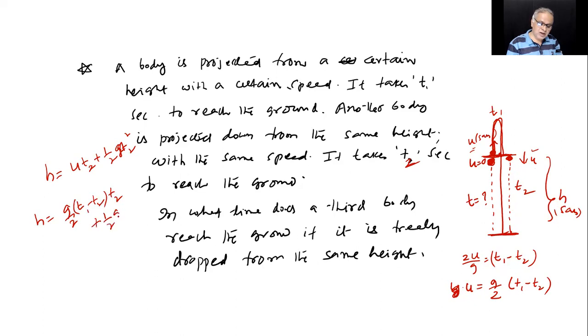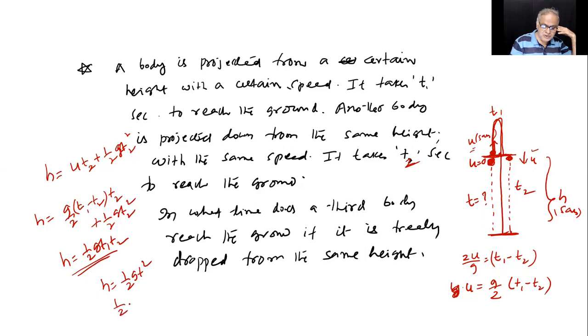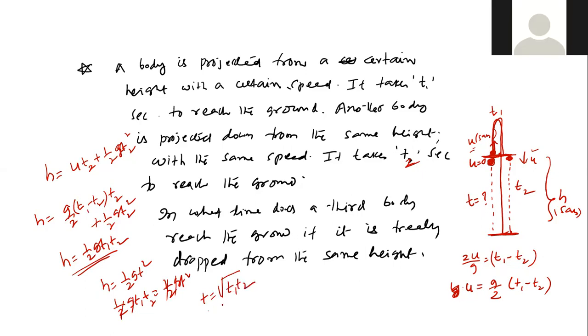Why? Because I wanted to calculate the time for the third body to come down from this height. So h will be half g t1 t2. This is the height. Now this body is coming down in time t, so you write h equals half g t squared. But how much is h? Half g t1 t2. So half g t1 t2 equals half g t squared. So t equals root of t1 t2. That's all. Yes, sir.